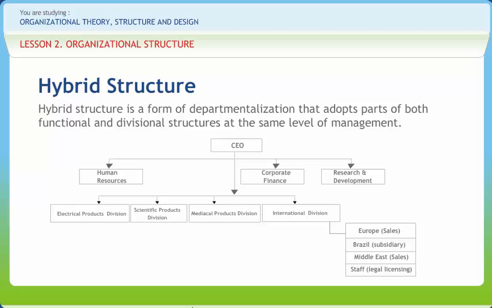A hybrid structure tends to be used in organizations that not only face considerable environmental uncertainty that can best be met through a divisional structure but also require functional expertise and/or efficiency.